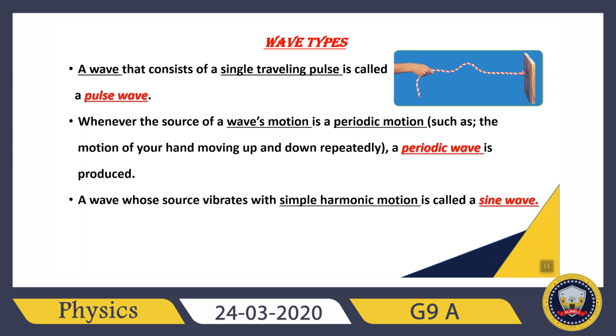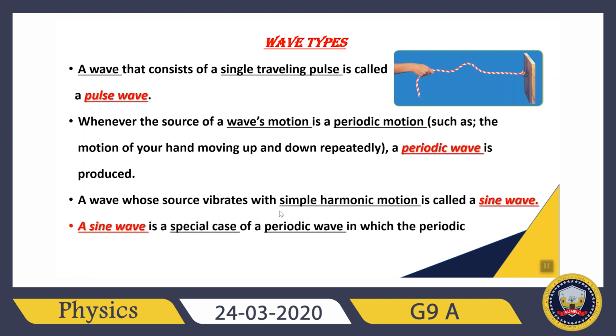Another wave is called a sine wave. A sine wave is a wave whose source vibrates with simple harmonic motion. You remember the simple harmonic motion? So a sine wave is a special case of a periodic wave, in which the periodic motion is simple harmonic motion.